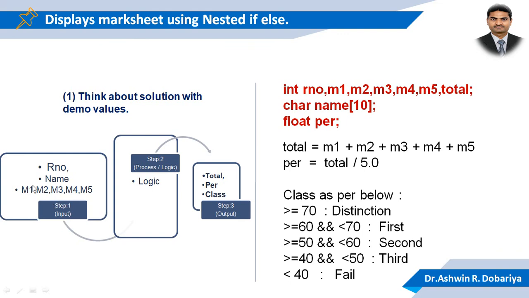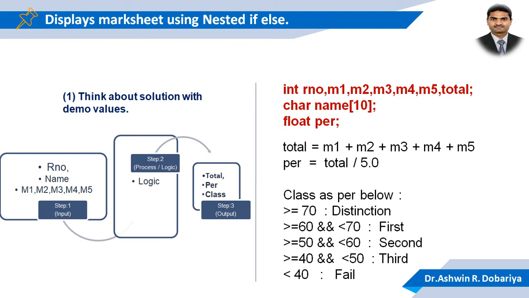First of all, in the first step, we think about how many variables we require to write this program. As per the definition, we have to input 5 subject marks. So for that we require 5 variables like M1, M2, M3, M4 and M5. These 5 variables will store the 5 different subject marks. Here we will consider marks out of 100.